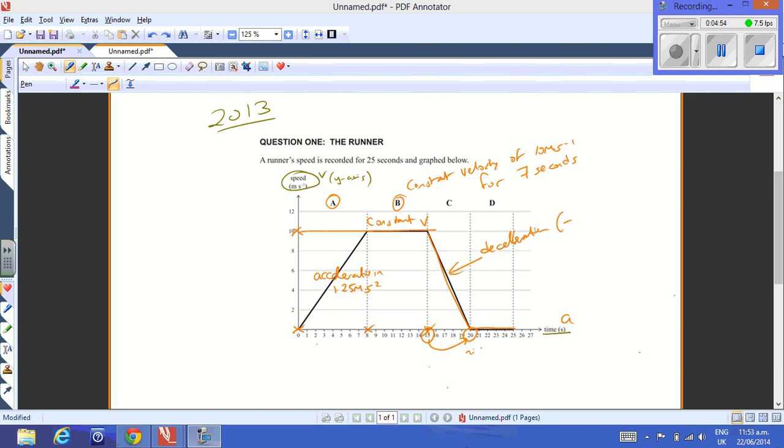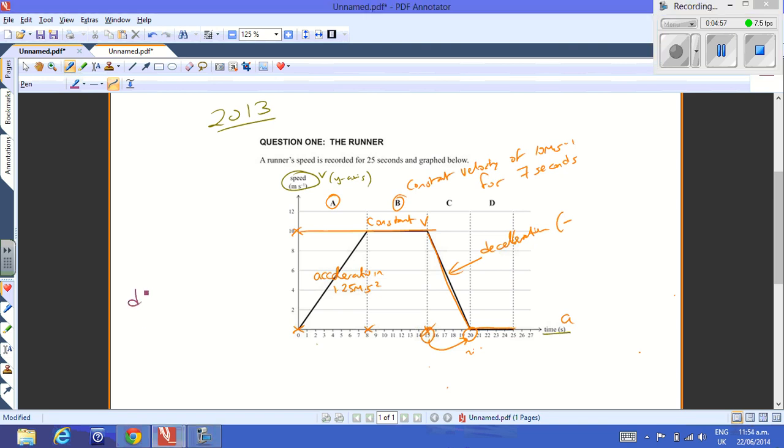Okay, in part D of this question, they ask you to work out the total distance covered by the runner. So you want to work out the total distance covered. Now, the total distance covered can be determined by getting the area under the velocity time graph for the object in motion. What you have to do is identify what type of geometric shapes you have and then work out the area by adding all those different shapes together.